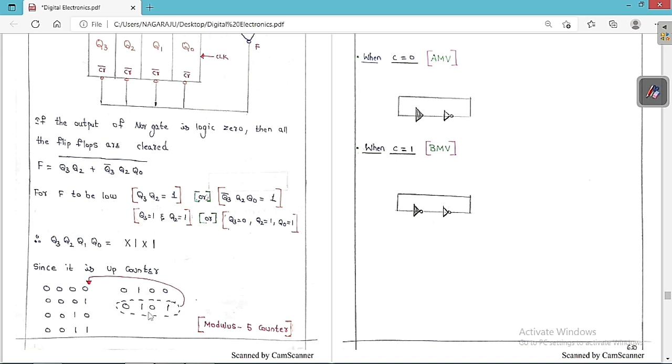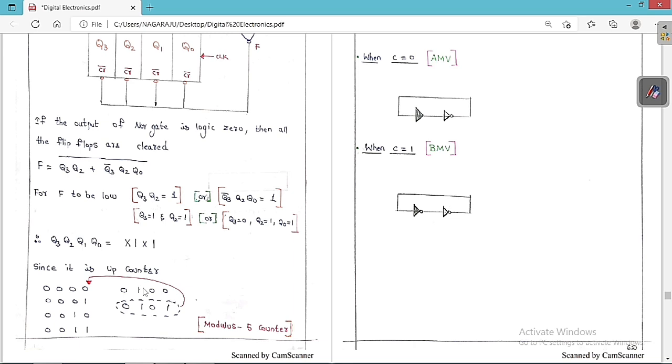So at this state, F is going to become 0 and it is going to trigger all these clear inputs. So the output is going to become 0 by default. Therefore, again we are going to go to the start. So how many stable states? 1, 2, 3, 4, 5. This is called a transient state. So only 5 stable states are there. So it is called a modulus 5 counter because it has only 5 stable states.